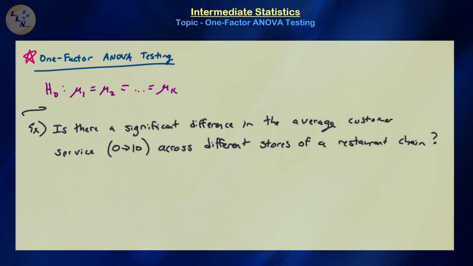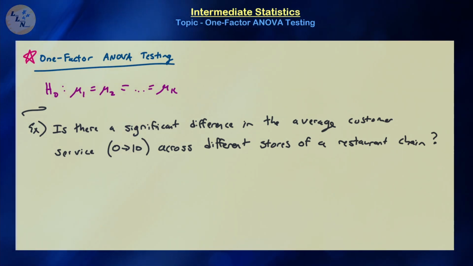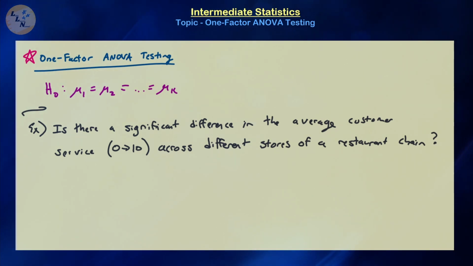Today we're going to continue our discussion of one-factor or one-way ANOVA testing for the null hypothesis that the means of several different populations are equal to one another. In the last video we discussed how to conduct this test via the linear regression approach, but today we're going to focus on the formulaic approach without the regression perspective behind this.